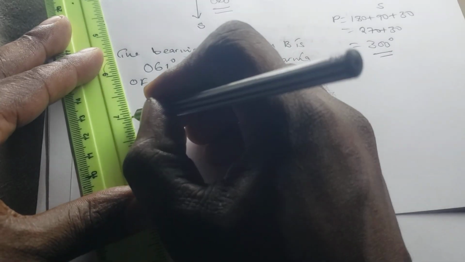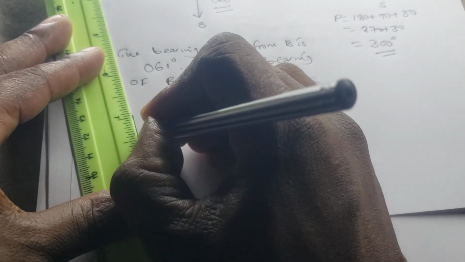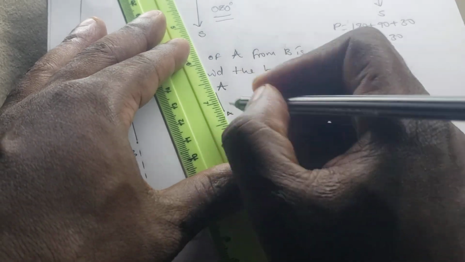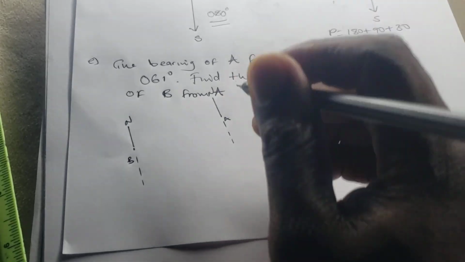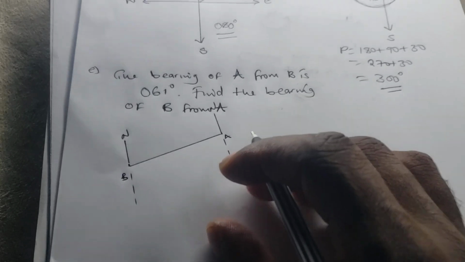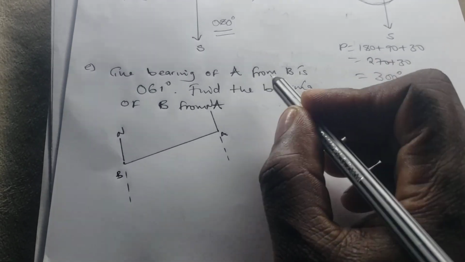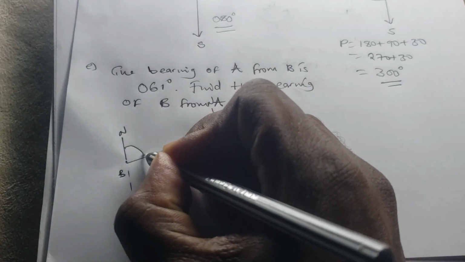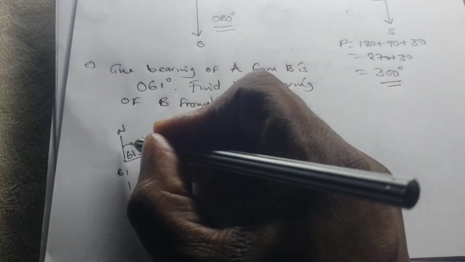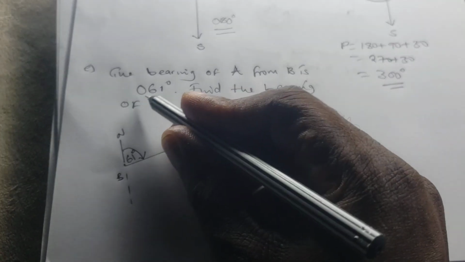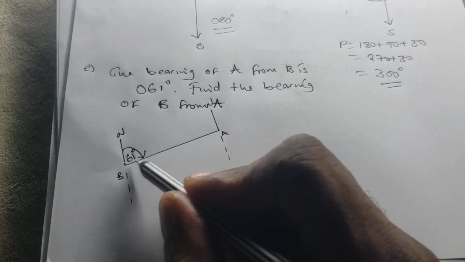Then I create a true north. So this will be my north and that will be the north for the other. So I can connect these like this. So they're saying that the bearing of A from B, we have been told that this is 61 degrees. As an answer we express it as 061, but we can just simplify it as 61 degrees.